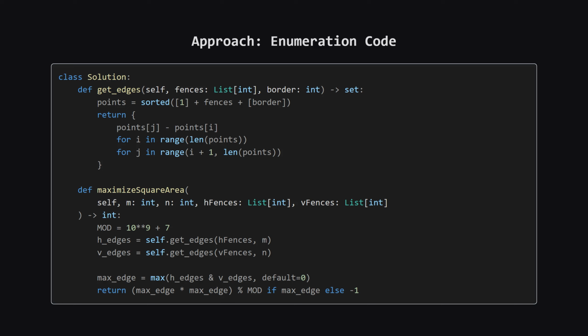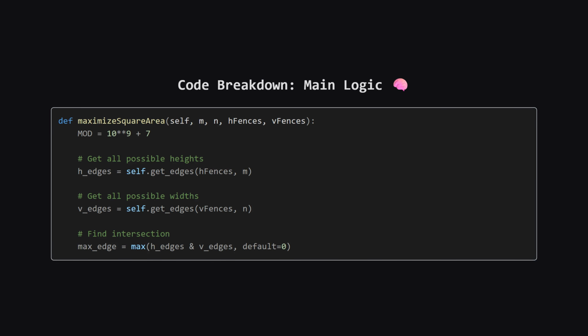Then, using a nested loop structure inside a set comprehension, we calculate the difference between every possible pair of fences. Points minus points gives us the distance between any two fence lines. We return a set of all these possible distances. Now for the main function.